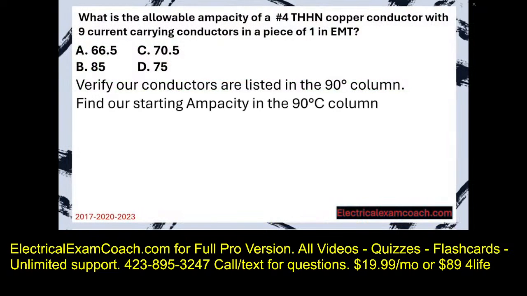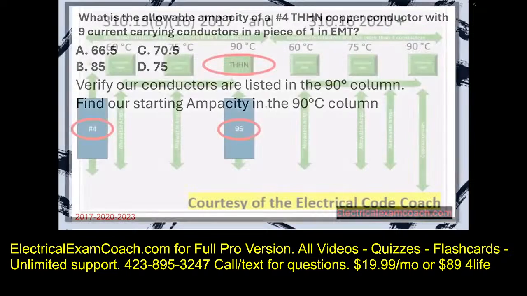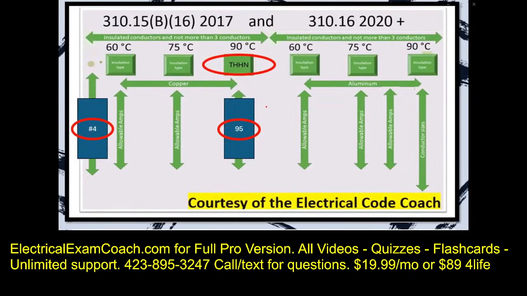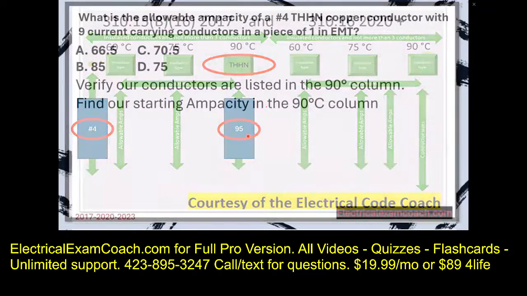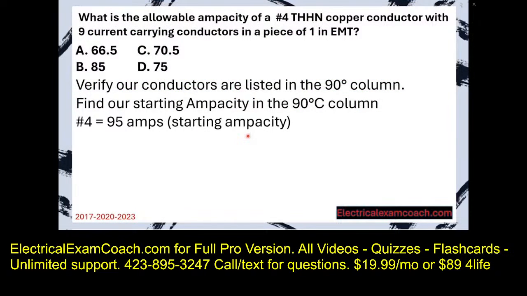Now, we're going to find our starting ampacity in the 90 C column. We head to our primary ampacity table. It's wanting a number 4 conductor, so we start on the left-hand side. We're going to come over and we're going to tee off with the 90 C column, and we're going to find out that it is 95 amps. That's our starting ampacity. Now, we must check for demand factors.